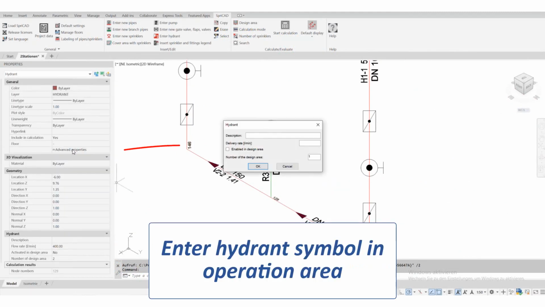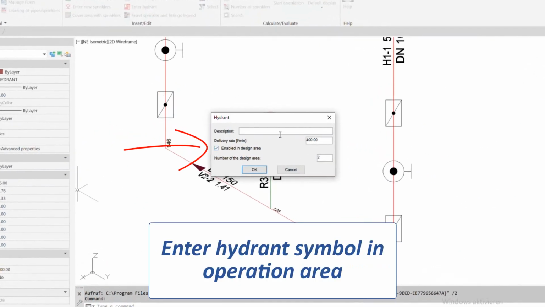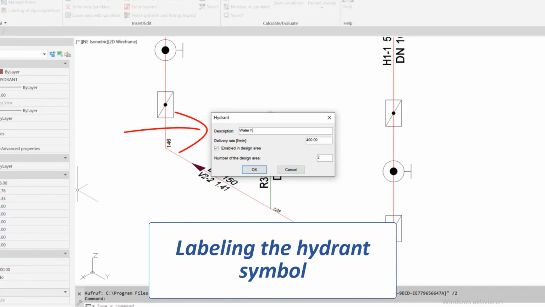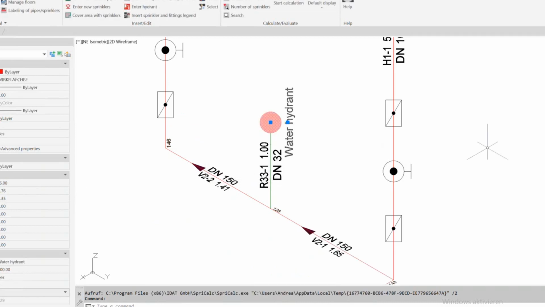Activate the hydrant symbol in operation area 2 and it is now available for calculation. Any object description can also be stored in the dialog. This is displayed on the object. Start now a second calculation.